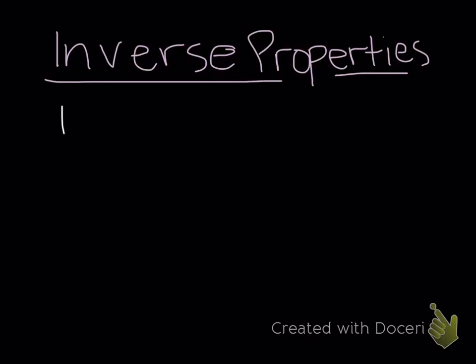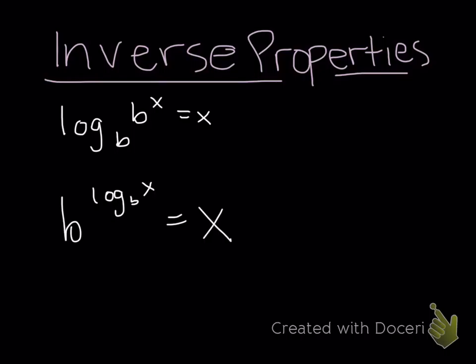So if I have log base b of b to the x, it'll always equal x. And if I have b raised to the log base b of x, it will always again equal x. So again, just two properties. You can always figure it out though if you forget the rules.